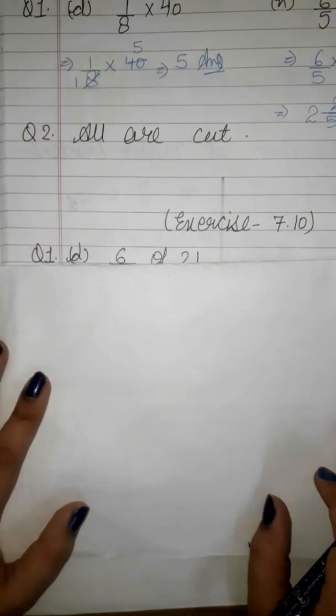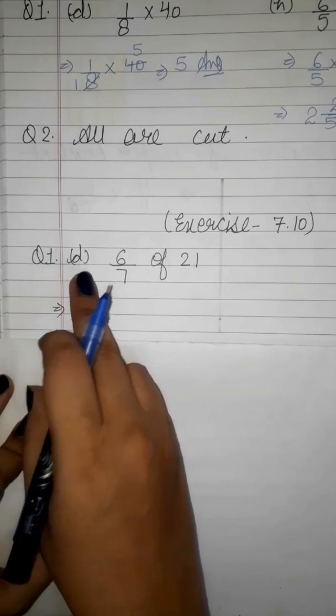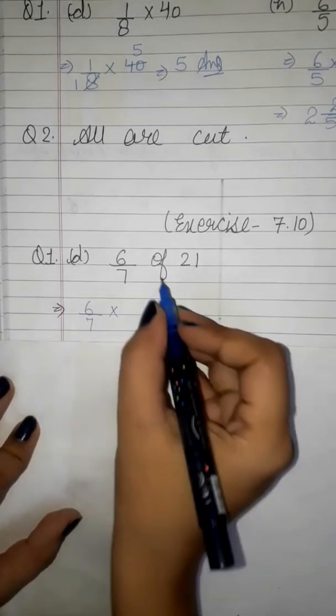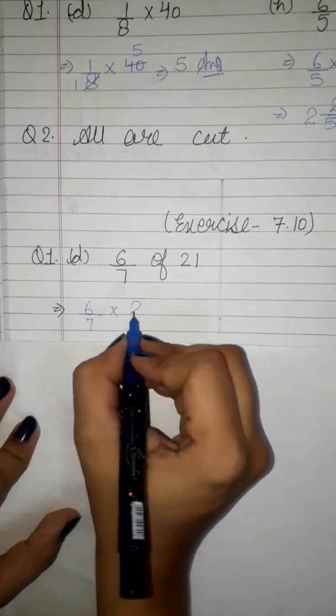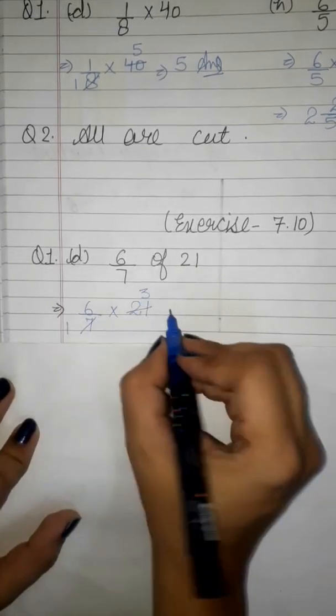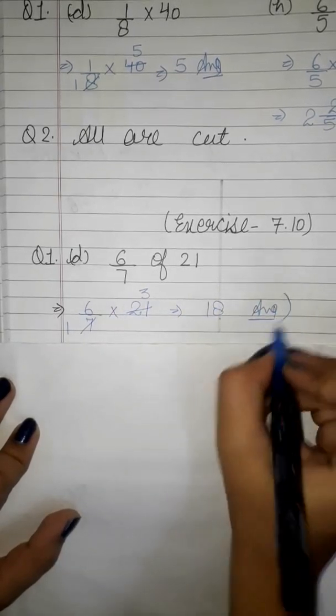Just have a look for exercise 7.10 in the notebook. Question number 1, D part I am solving for you. 6 by 7 of means multiply into 21. Now this 7 ones are 7 and 7 threes are 21. So 6 threes are 18. This is your answer.